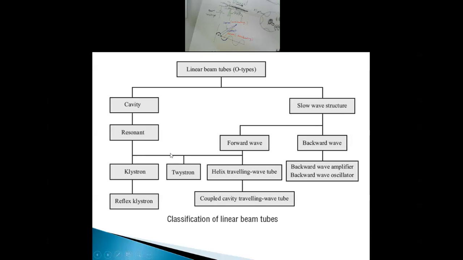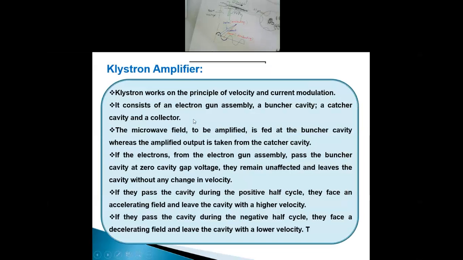Klystron is a hybrid one. They use a slow wave structure, and the body uses a resonant one, both things. That's why it's called that. But these others use a slow wave structure: backward amplifier, backward oscillator, TWT. Now we can work here on the klystron.